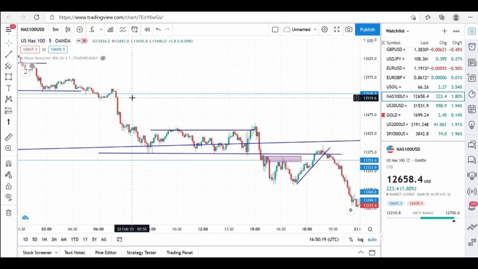You can't just look at the line and say, all right, that's resistance, let's go short. No. What is the intraday telling you? And then you make your decisions from that, okay? And again, if for some reason the horizontal lines are confusing you, you don't have to use the lines.